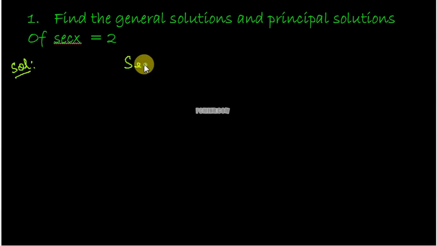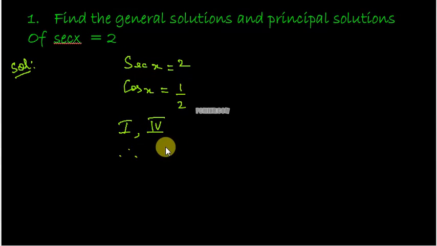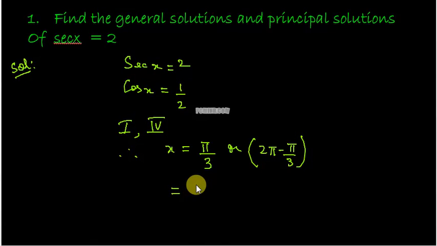Now we are given that sec x is equal to 2, which means that cos x is equal to 1 upon 2. Cos x is 1 by 2, which means it's positive, therefore it lies either in the first quadrant or in the fourth quadrant, because cos is positive only in these two quadrants. Therefore x is either pi by 3, because it's 60 degrees, or 2 pi minus pi by 3, which gives us the last quadrant. So x is equal to pi by 3 or 5 pi by 3.